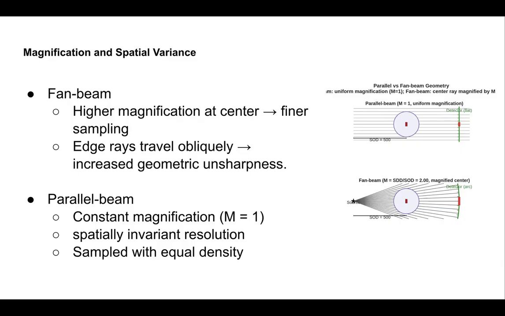Magnification improves resolution centrally but creates spatial variance, which is the hallmark difference between fan and parallel geometries. The image to the right demonstrates parallel beam geometry, which keeps magnification M uniform across the field, while fan beam geometry increases M, which is directly related to the source to detector distance over source to object distance, thus causing central rays to be magnified and impacting image distortion.